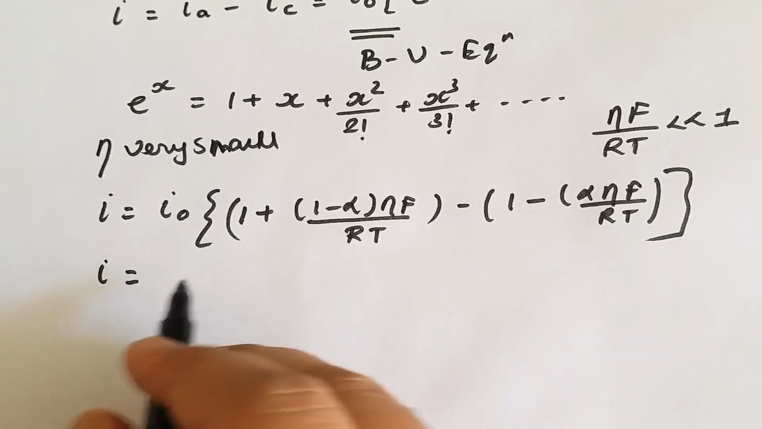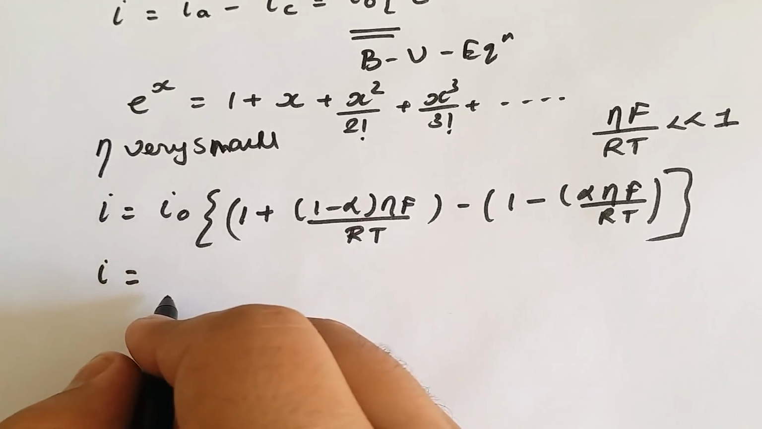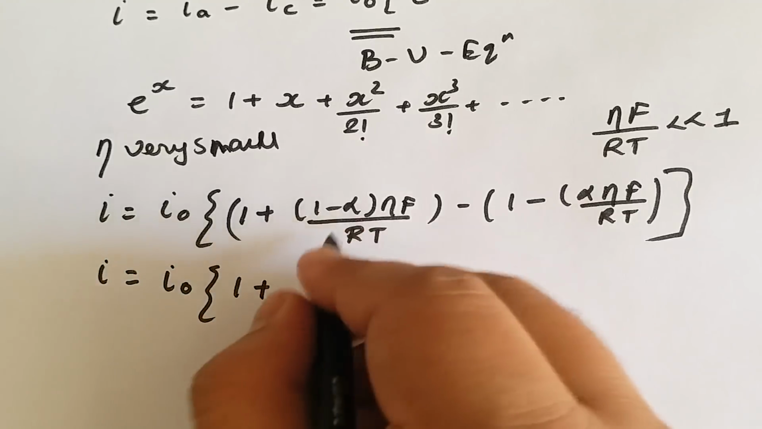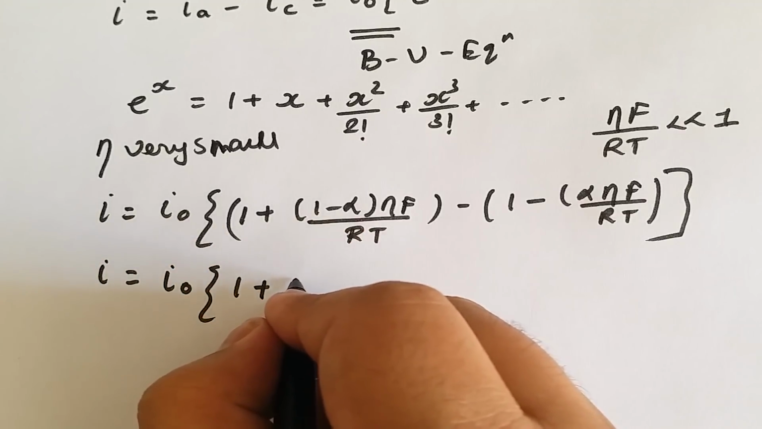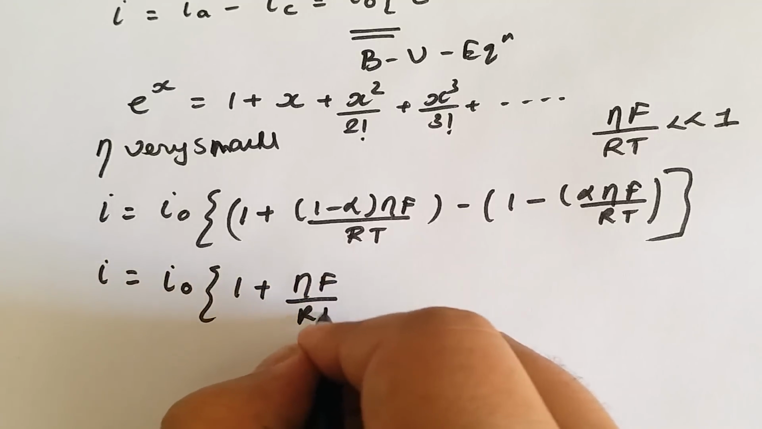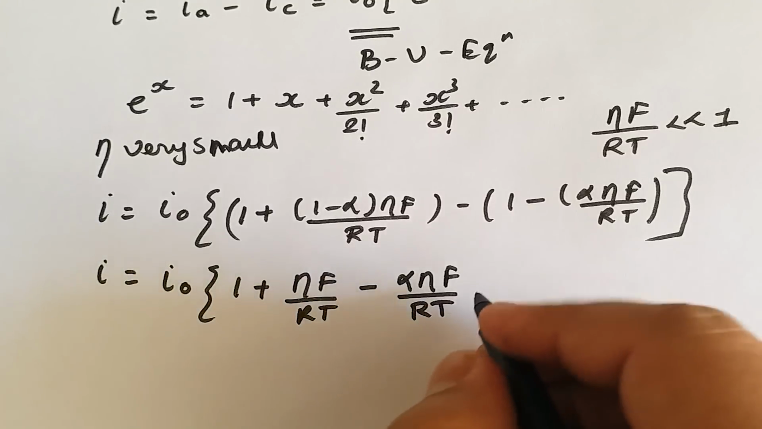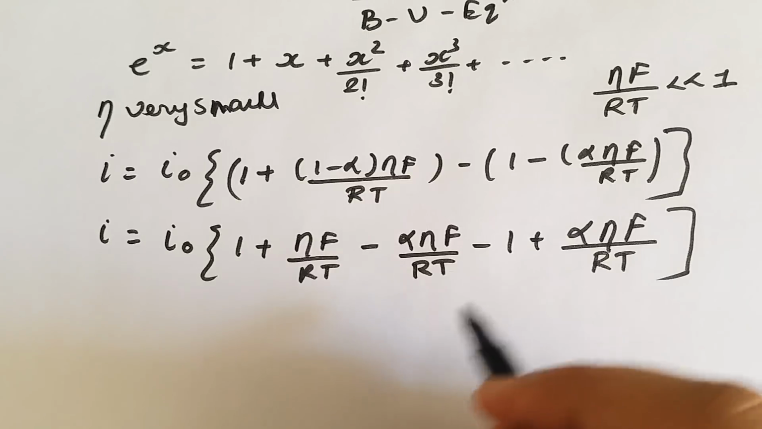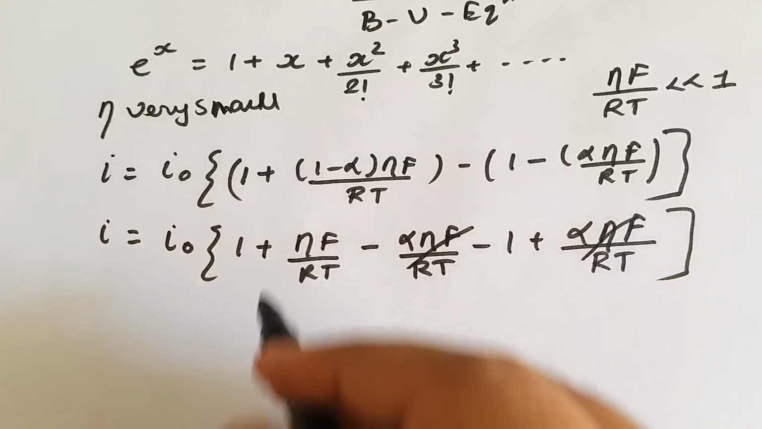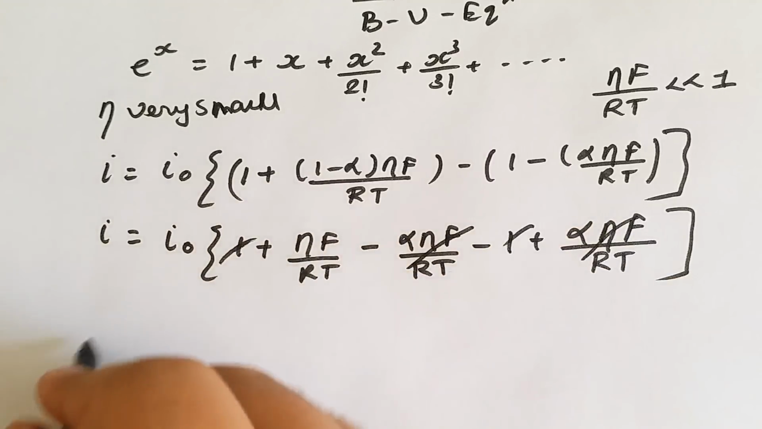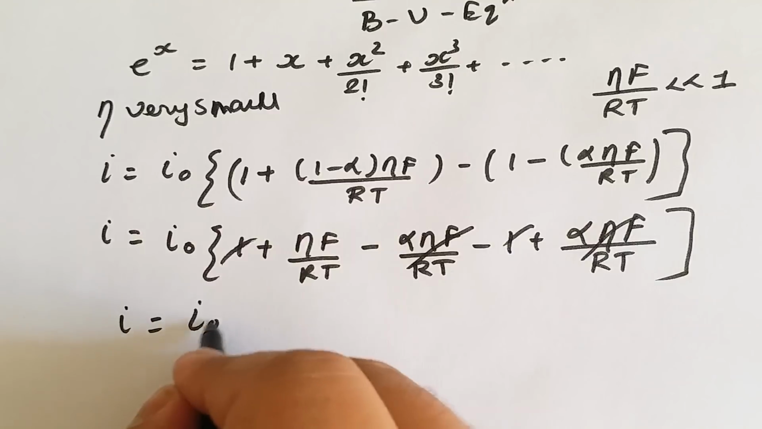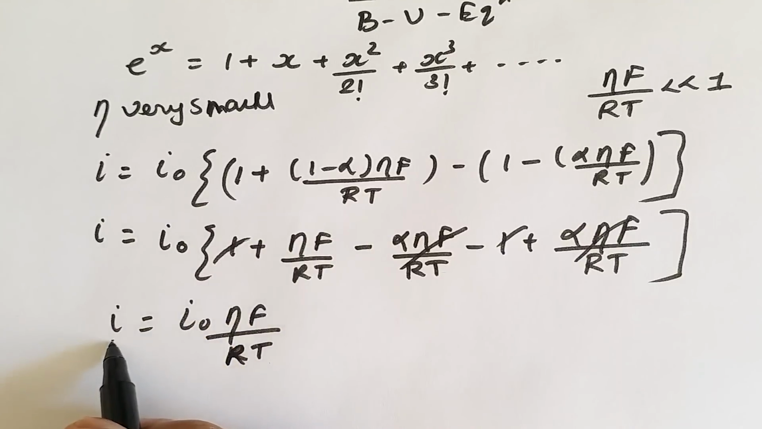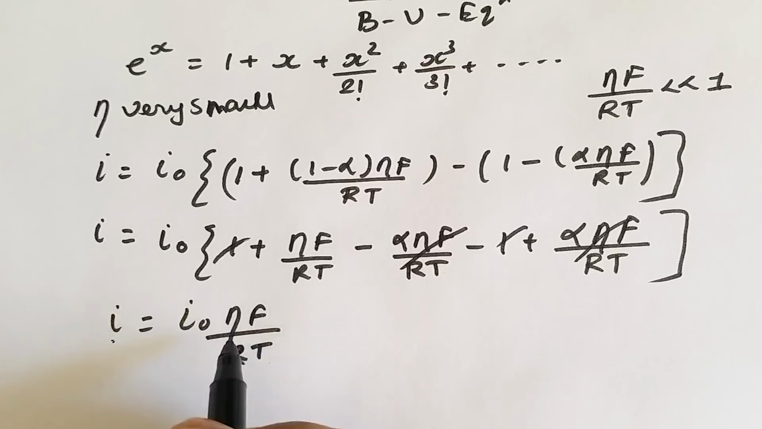Okay, and further when we simplify this relation, we will have I is equal to I0 into 1 plus ηF/RT minus αηF/RT minus 1 plus αηF/RT. So we can cancel both these terms out, and 1 also will be cancelled out, and we are left with I is equal to I0 into ηF/RT. So from this relation we can say that the current density is directly proportional to the overvoltage.